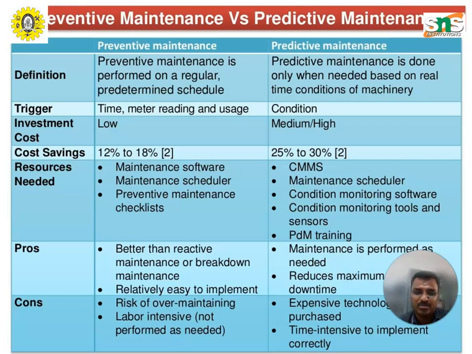The predictive maintenance investment is medium, and in some cases, if any changes or modifications are to be made in the equipment, it will increase. Cost savings are 12 to 18% in preventive and 25% to 35% in predictive. Resources needed: maintenance software, maintenance scheduler, CMMS, and some other things. Pros: better than reactive or breakdown maintenance. This is good. Preventive is performed whenever it is required. Cons: risk of over-maintaining, and it is labor intensive, which is a disadvantage. Expensive technology needs to be purchased for predictive maintenance and implemented correctly.